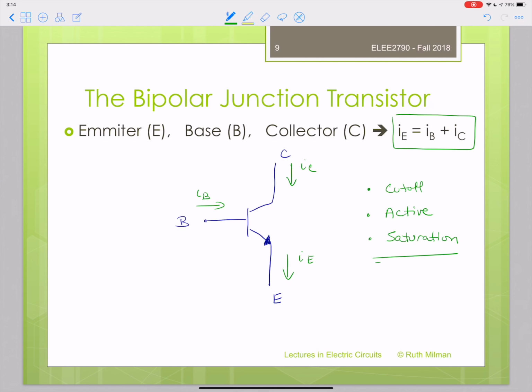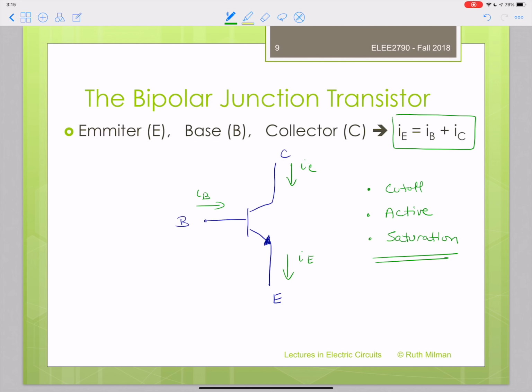Just like a dependent source, we are going to prefer to be in active mode, and we end up being in one of these three modes. We try to see if active mode works, test the variables, and if that doesn't work, then we realize we're either in cutoff or saturation.